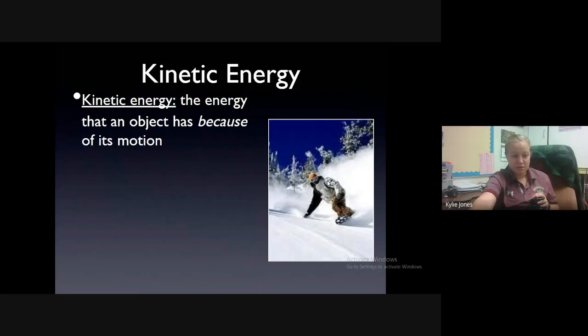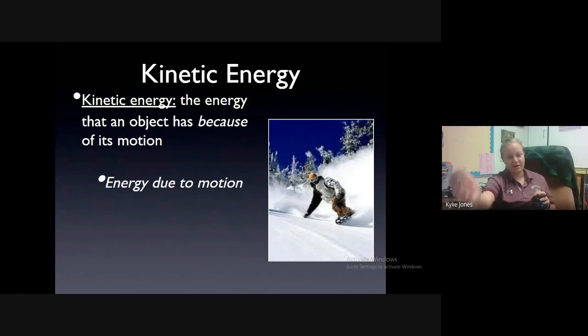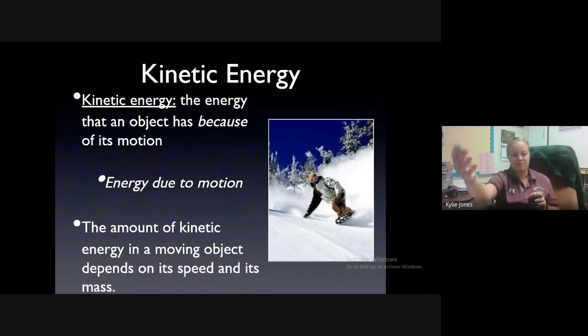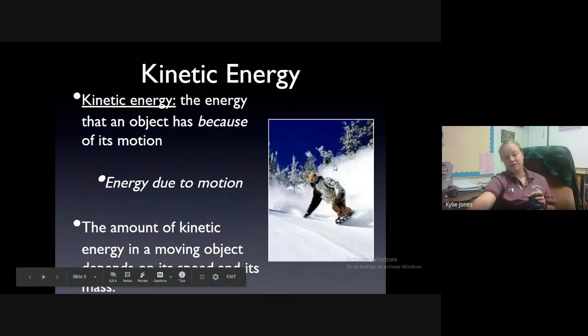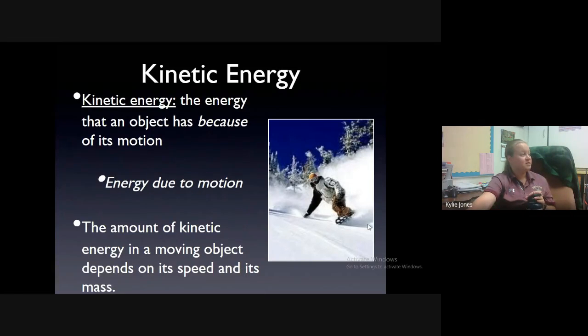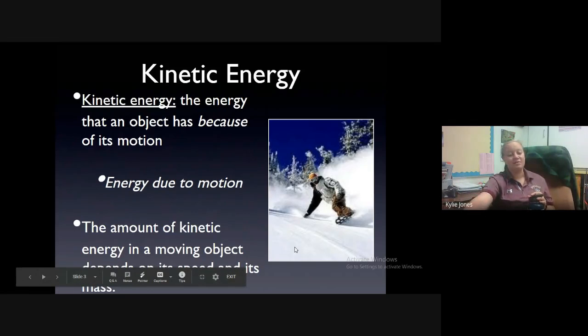So our next little bullet point there. Energy due to motion. Maybe I should just click through these before I start talking. Energy is due to motion. The amount of kinetic energy that an object has depends on how fast it's going and how much it weighs. So this snowboarder, if it's going kind of slow and it's a kid, like maybe a 5-year-old is snowboarding and not moving too fast, he's not going to have a lot of kinetic energy. But if it's a full-grown adult and they're bombing down the mountain, they're going to have a lot of kinetic energy because they're moving quickly and they weigh more. Okay?